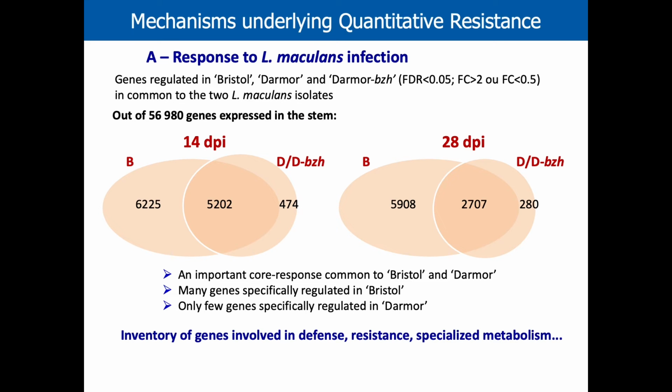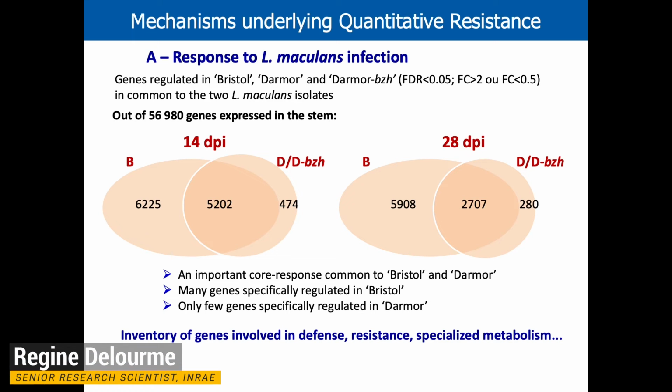First, we studied the response to Leptosphaeria maculans infection, and we looked at the genes regulated in Bristol, Darmor, and Dwarf Darmor in common to the 2 isolates. 56,980 Brassica napus genes were expressed in the stem. Here you have the number of regulated genes after infection in Bristol, Darmor, and Dwarf Darmor at 14 and 28 days post-inoculation. This showed an important core response common to Bristol and Darmor.